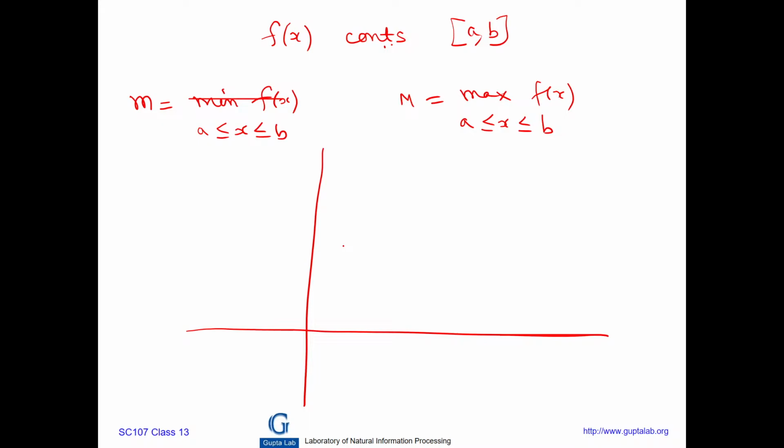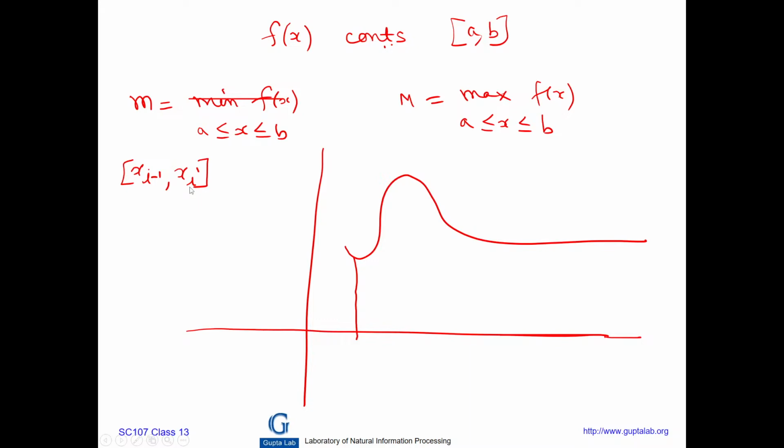Now I divide this interval [a, b] into subintervals between x_{i-1} and x_i, where 1 less than or equal to i less than or equal to n, with x0 equal to a, the first endpoint, and xn equal to b. So we can say that a equals x0, which is less than x1, less than x2.